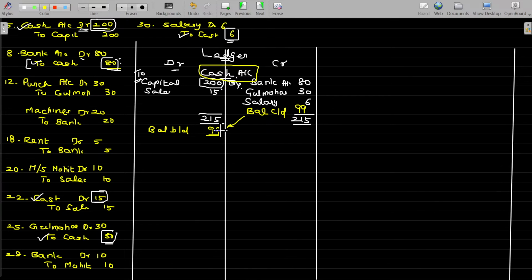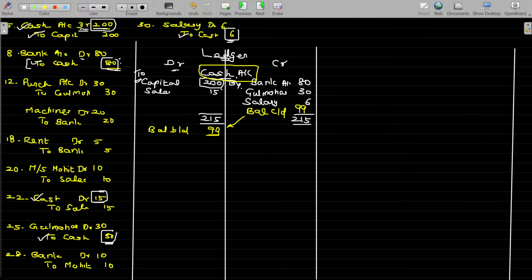Now, how do I represent this cash account? This cash account has a balance of 99. What type of balance is that? Debit balance. The balance brought down is in the debit side, which means the account shows a debit balance. If the balance brought down is in the credit side, that account is a credit balance. That's how you can identify it. Similarly, you have to try to identify the balances of the other accounts also.